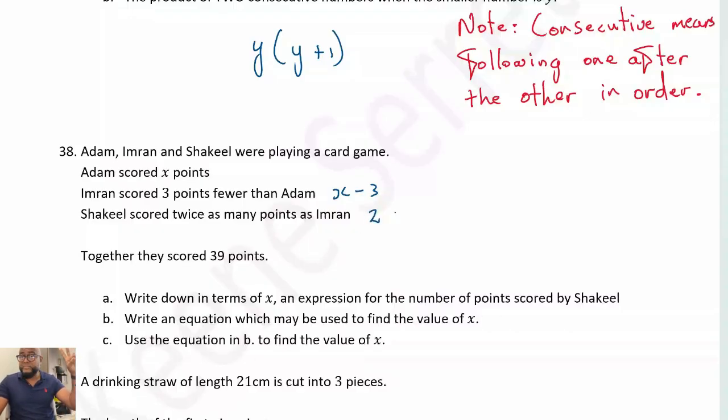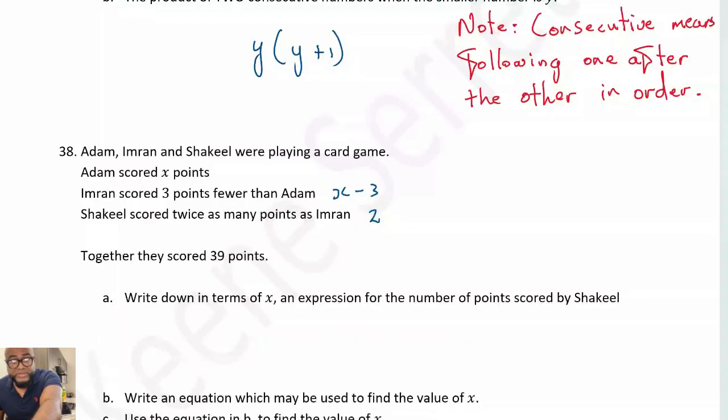2 multiplied by Imran's score, right? What did Imran get? When I asked this, what we had to do now is see these expressions as values. If I ask you how much Imran got, you're supposed to say X minus 3 is what Imran got. We don't know what X is, but X minus 3 is what he got. Once you figure out what X is, you can find any one of these people's scores.